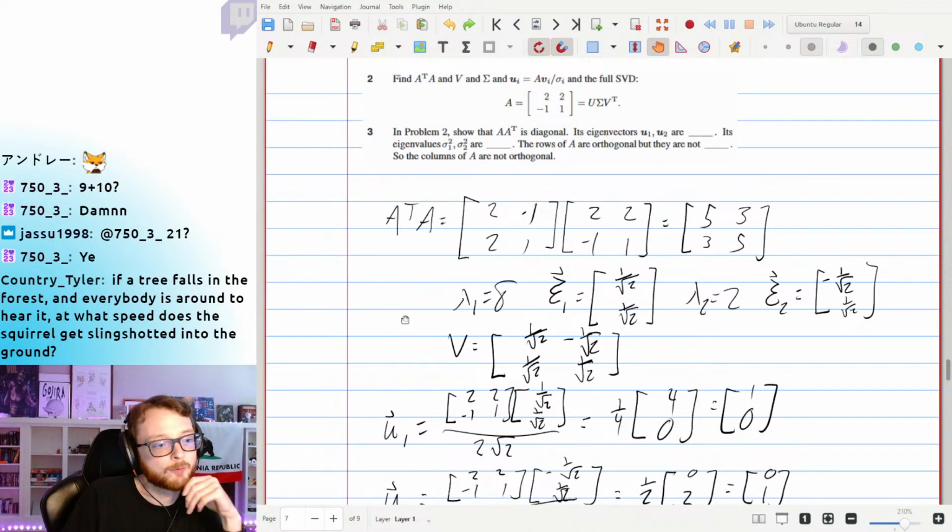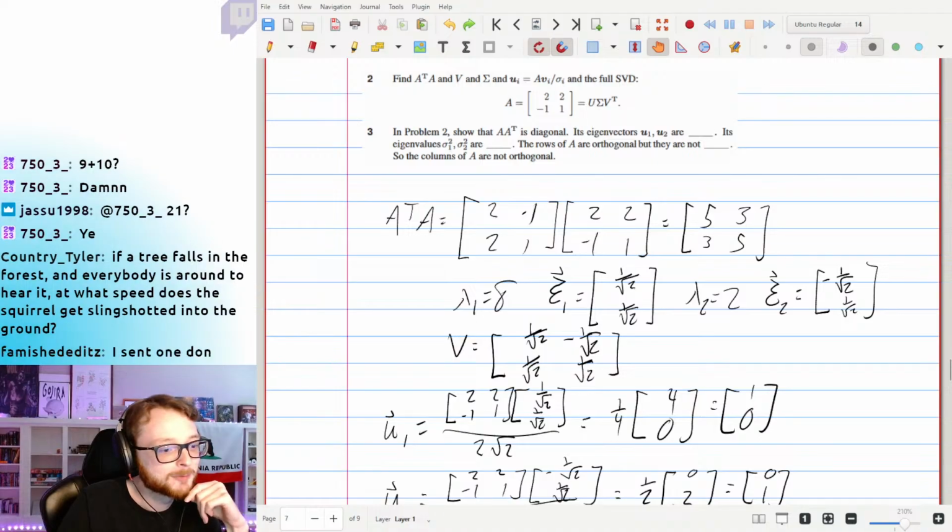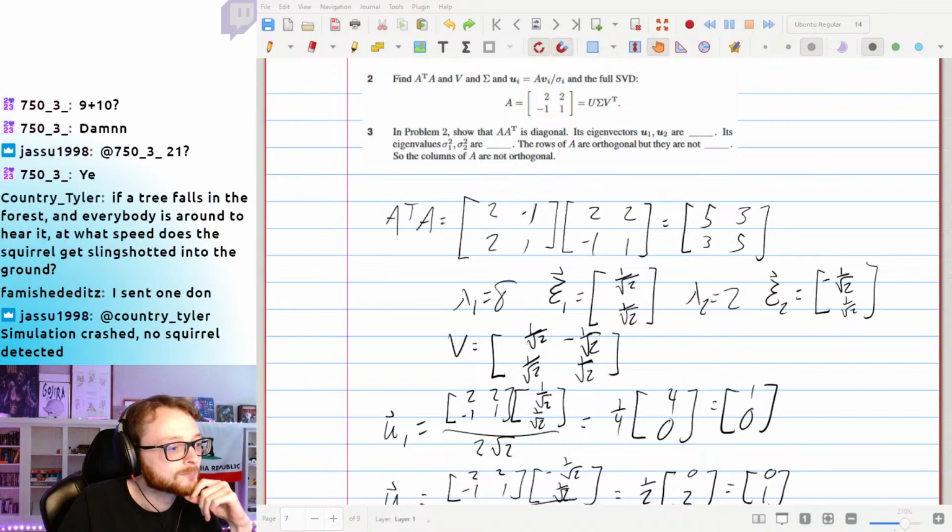Tree falls in a forest, everybody's around to hear it. At what speed does the squirrel get slingshotted into the ground? 2,620 miles per hour. It's always the answer.